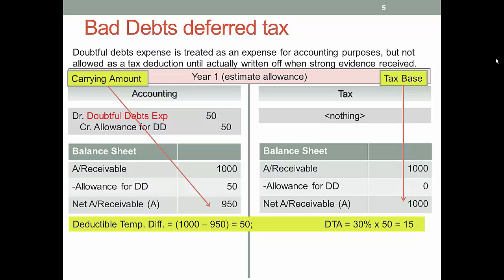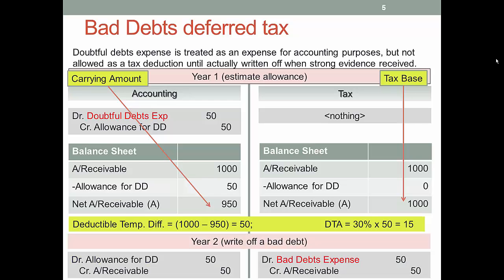Okay, now we need to think about why this leads to a deductible temporary difference. So let's follow through into the second year and have a look at what happens if at some stage in future we write off that bad debt. Now for accounting, of course, writing it off involves putting the debit against the allowance. So there's no effect on the income statement. For tax purposes, we weren't allowed to create the allowance previously. So now that we write off the debt, now that we have strong evidence, we debit bad debts expense, and that does appear in our tax profit calculation.